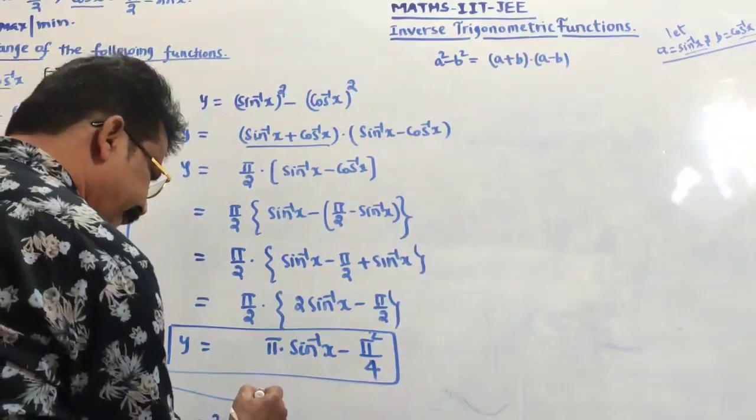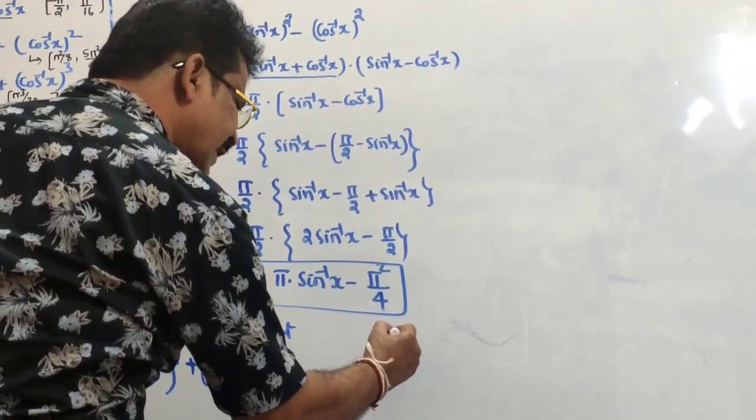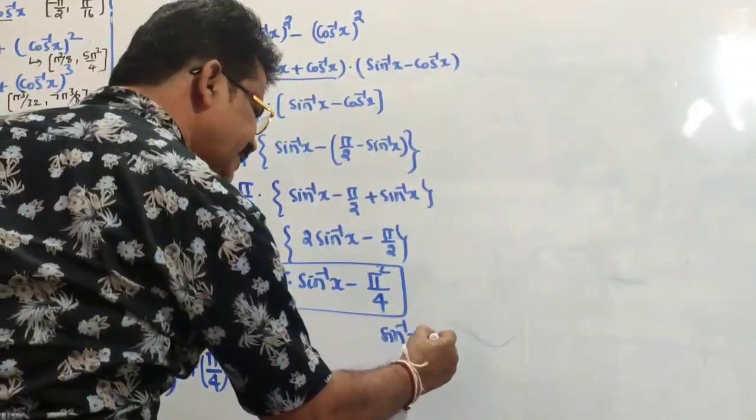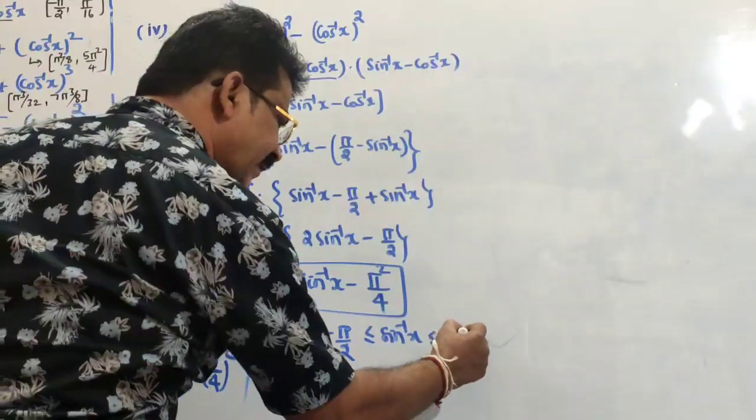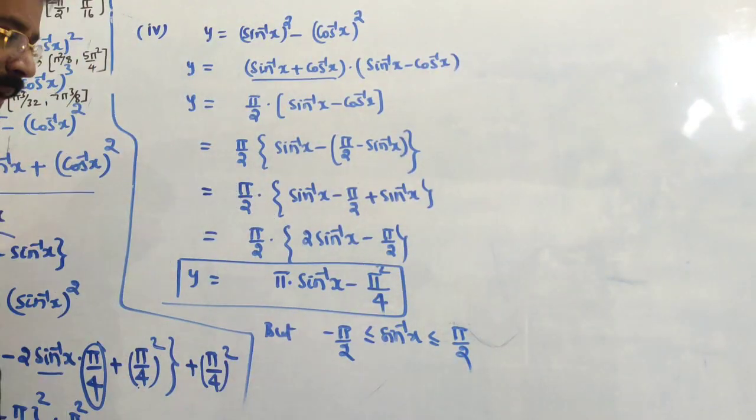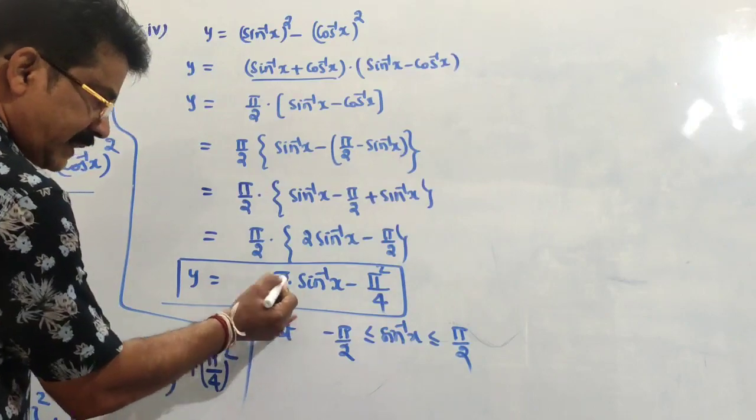But sin inverse x lies between, means its range is the closed interval of minus pi by 2 to plus pi by 2. Later multiply with pi.